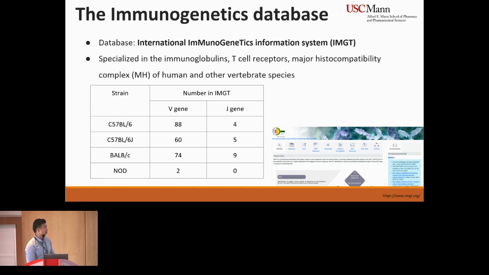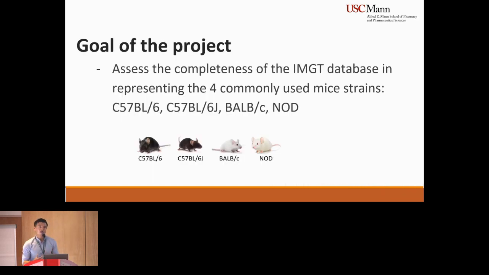I also did some research on the number of genes recorded in this database, so we can see the top three strains that have the most V genes here. But our main goal in this project is to examine how complete the IMGT database is in providing us the mouse reference genes. It's because mice are one of the most important laboratory animals, and they're relatively cheap, so they are used a lot in laboratory settings.